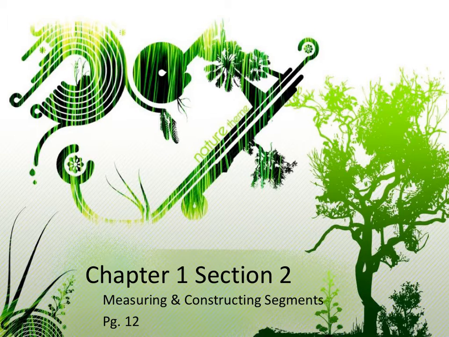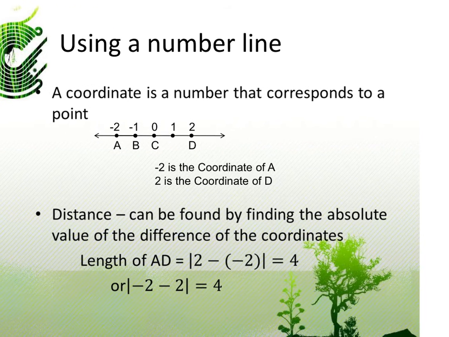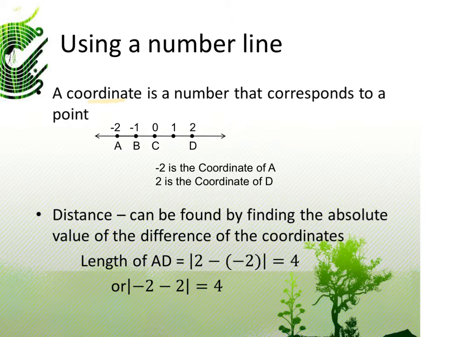So for here, this is Chapter 1, Section 2, Measuring and Constructing Segments. When we use a number line, a coordinate is going to be a number that corresponds to a point. So in this particular number line, -2 is going to be the coordinate of A. A coordinate is always the number that's associated with that letter. And then 2 would be, for example, the coordinate of D.